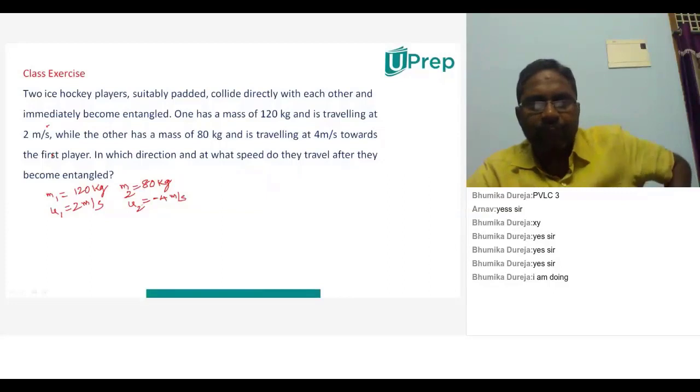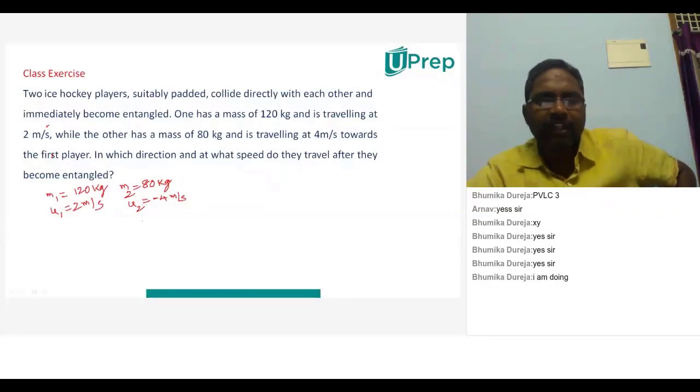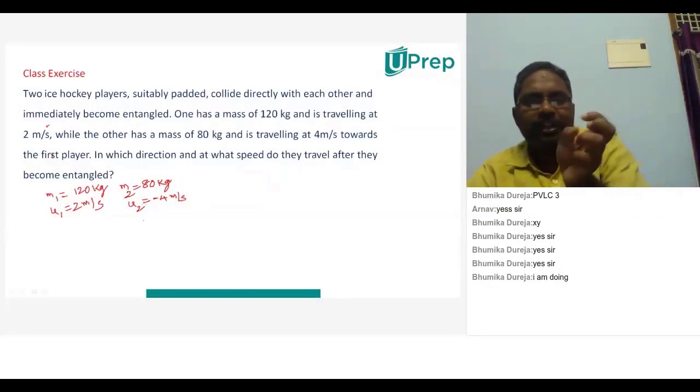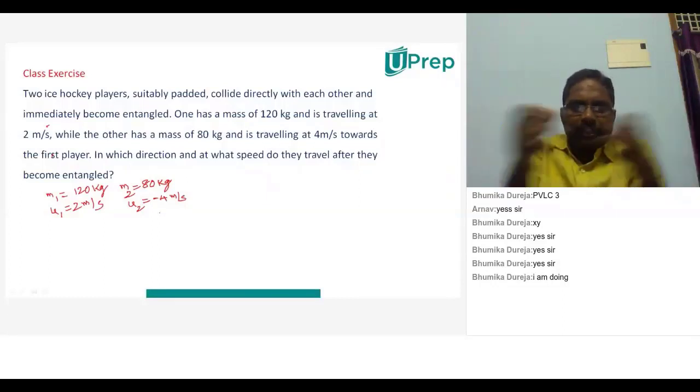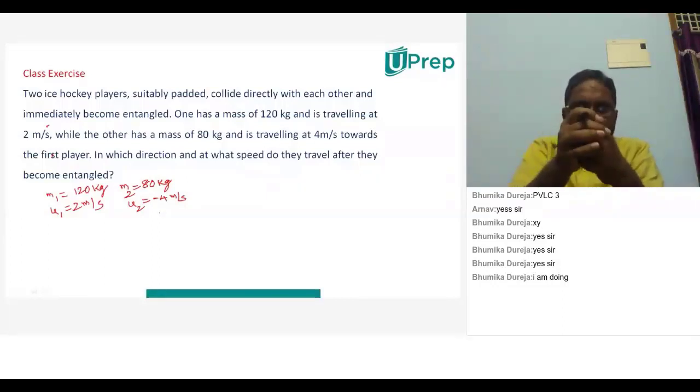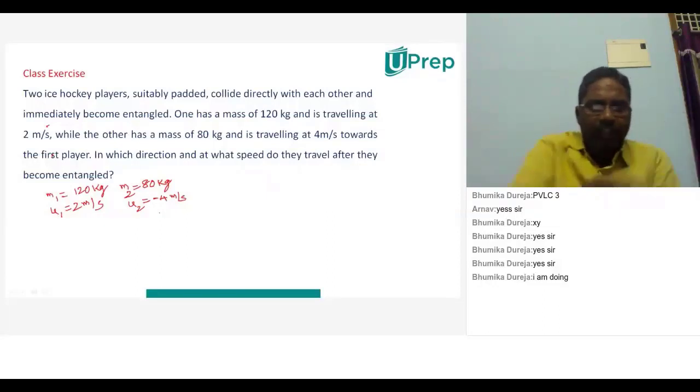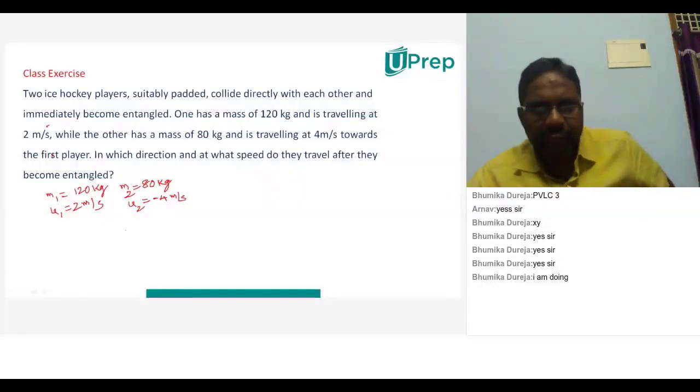Right. Now, in which direction and with what speed do they travel after they become entangled? Entangled means both the players are coming like one only. One is embedded in the other person, and they are moving now. So that is what they said.